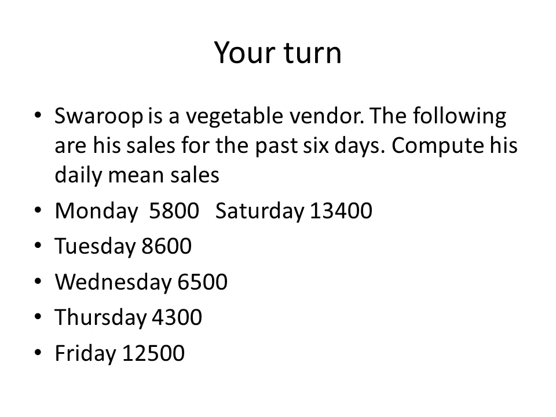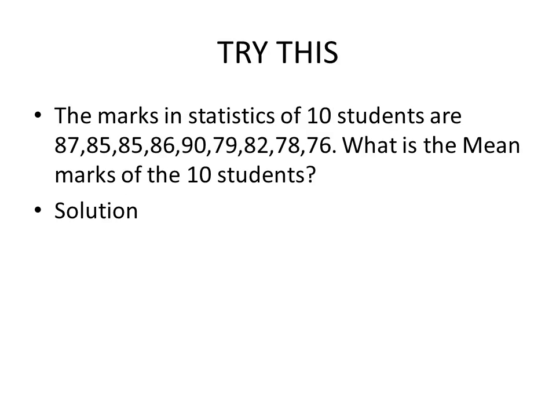So we are going to calculate the mean by adding all the sales, that is 5,800 plus 8,600 plus 6,500 and so on till 13,400, divided by 6. So we'll be getting the answer. That's it. Try out this one.